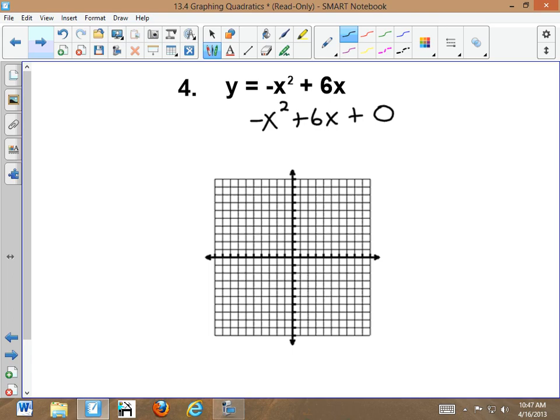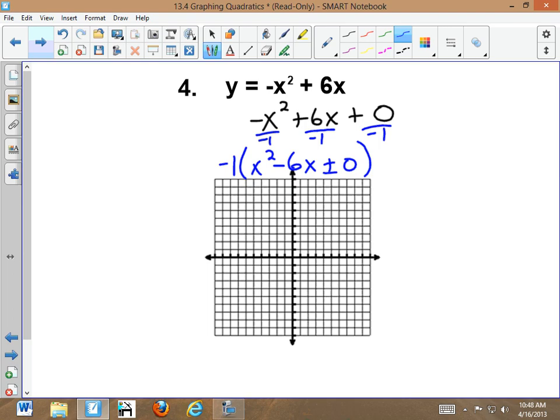What do you want me to do? You want me to take the greatest common factor out? There isn't a greatest common factor, but I do have to take something out. What do I have to take out? The negative 1. Your x squared cannot be negative. So I have to divide everything by negative 1, which means I have negative 1 times x squared minus 6x, plus or minus 0.